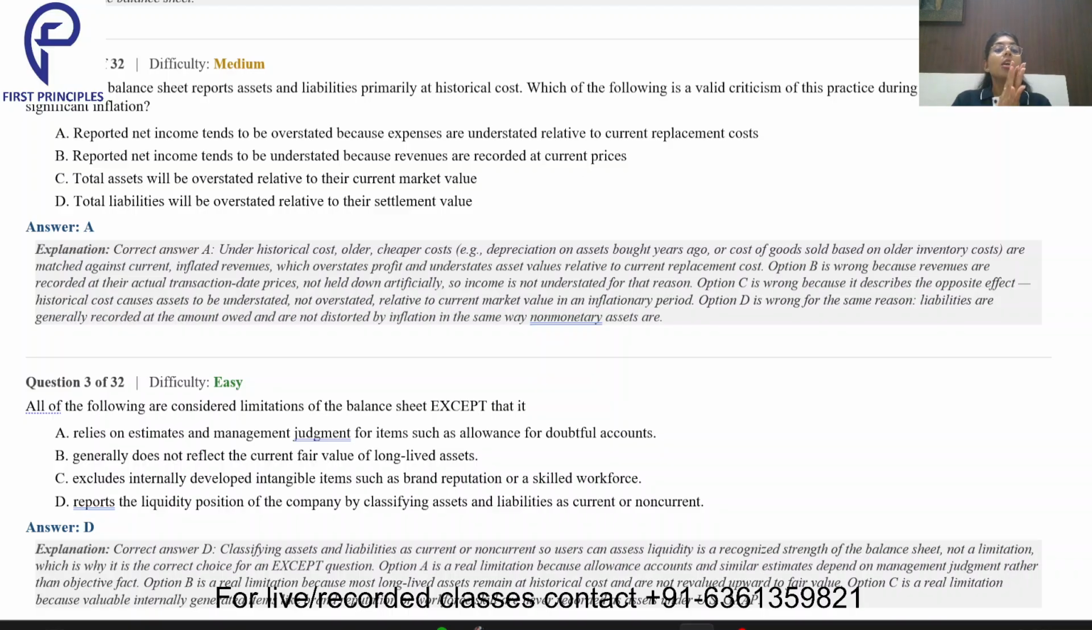Coming to option D, total liabilities will be overstated relative to their settlement value. Option D is also wrong. Why? Because liabilities are usually carried at the amount which we actually owe to our creditors. So that is why option D is also incorrect.